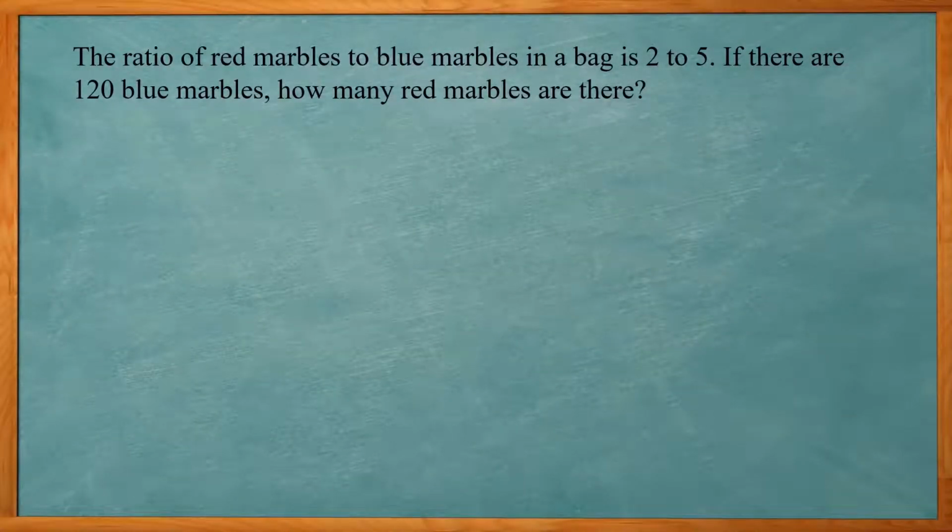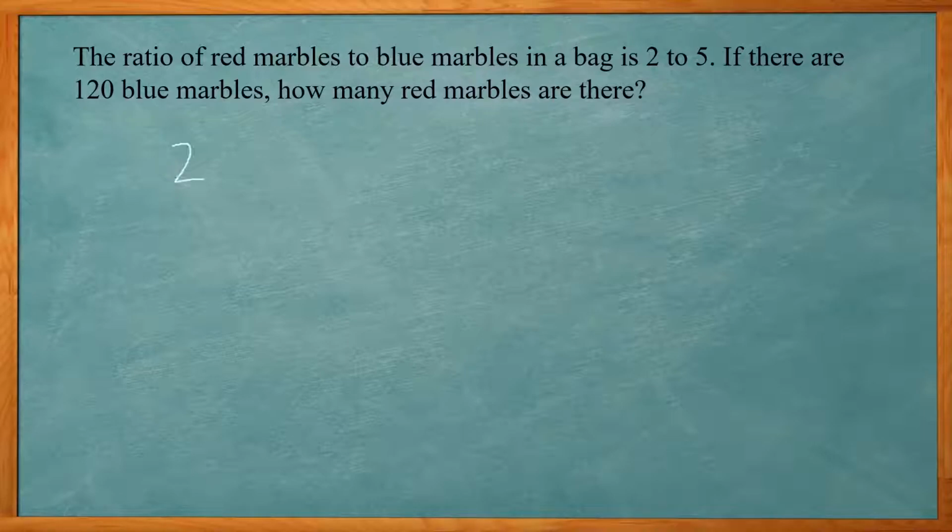So this first one reads, the ratio of red marbles to blue marbles in a bag is 2 to 5. If there are 120 blue marbles, how many red marbles are there? Alright, so in this problem we have a ratio 2 to 5. They give us how many blue marbles they have, and we want to find out how many red ones there are. So in this type of problem we can set up a proportion.